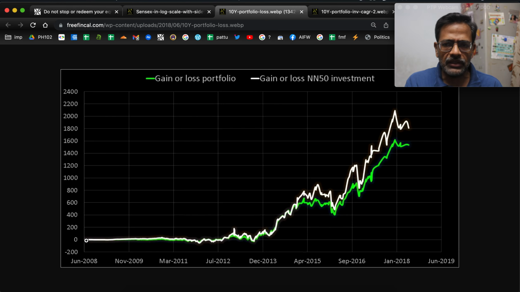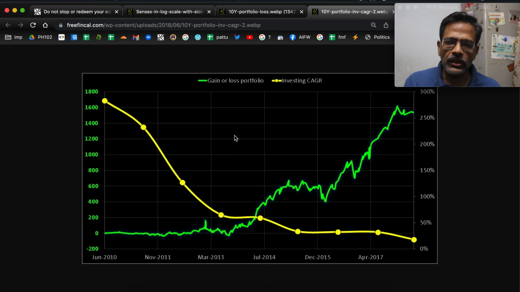From the time I started investing in June 2008 to about, let's say, almost up to December 2013, that's about 5 years or so, approximately, the gain in the portfolio was zero. But during this time, if you were to look at the year-on-year increase in my investment, this yellow line is the year-on-year increase in my investment amount that I put in. I've started calculating from June 2010. So in June 2010 compared to 2009, the amount I invested was about 275% more. And then in the next year, it was a little bit less than 250% more, and so on, and so on, and so on.